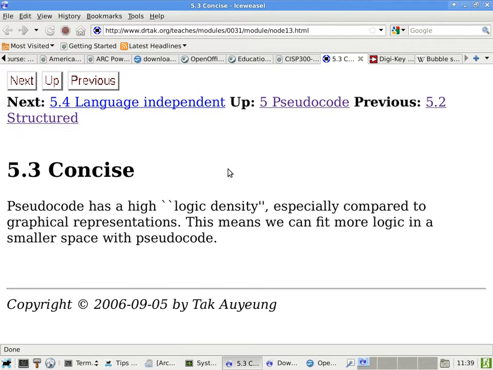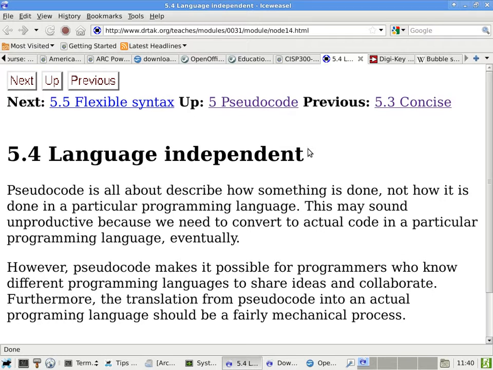Pseudocode is concise. In other words, the density of logic is really high. In one page of pseudocode, I can put in a lot of programming logic. But on one page, if I use flowcharts, I cannot pack nearly as much logic onto one page of flowcharts. So pseudocode has a very high code density that makes it very concise.